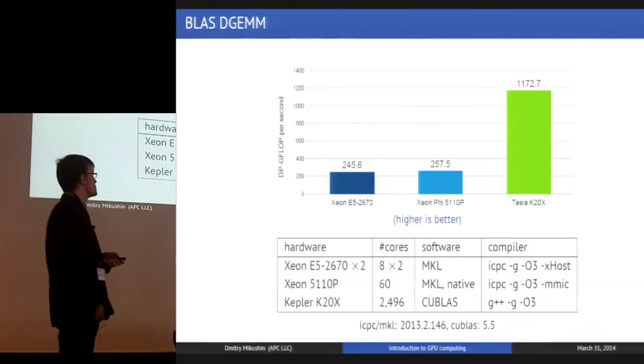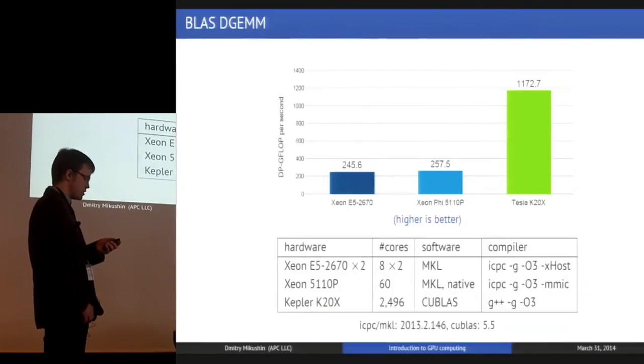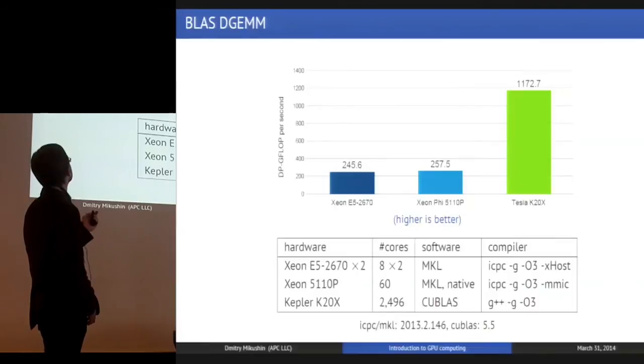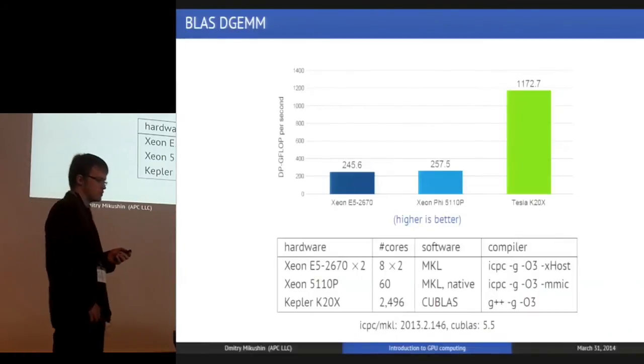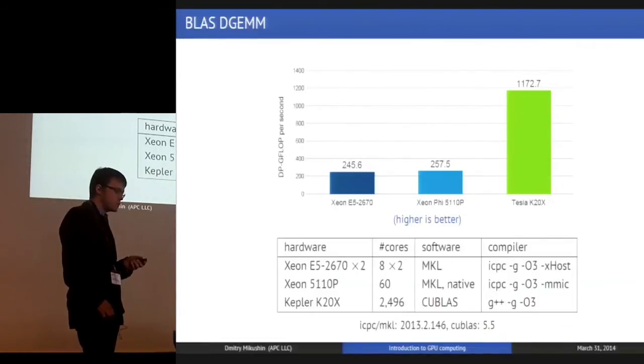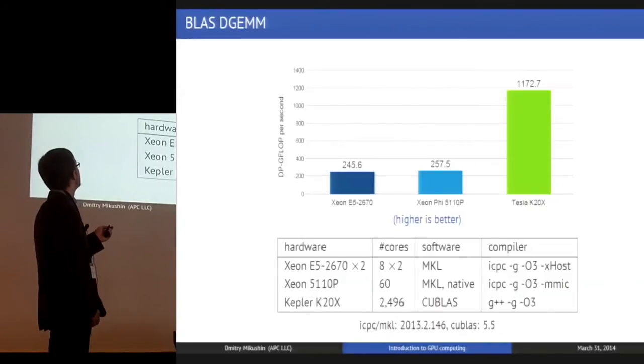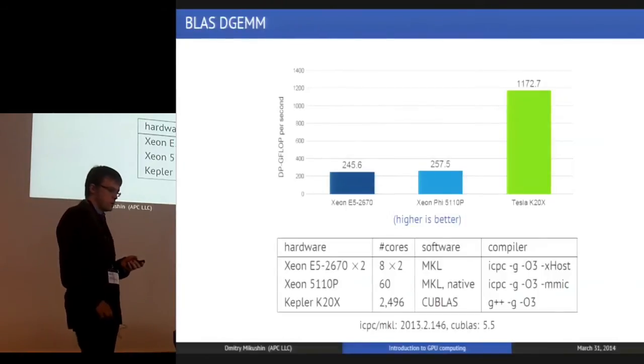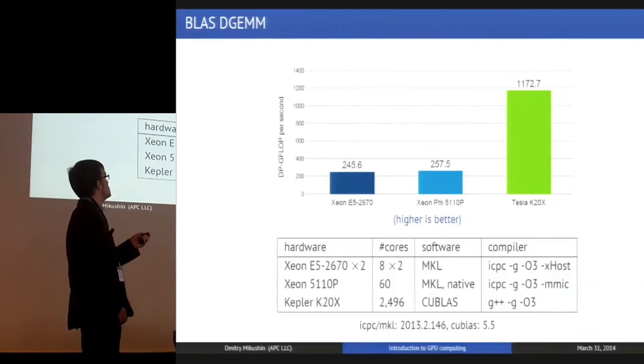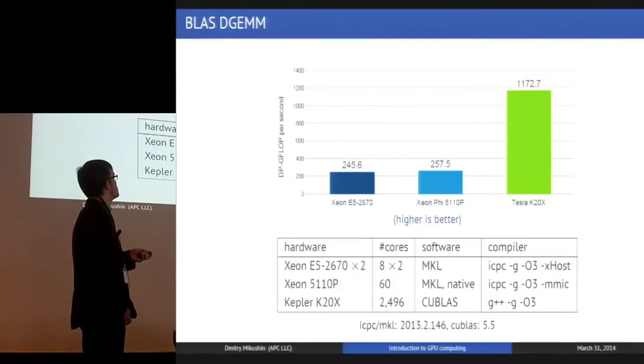I will show you some examples. Here we are benchmarking a BLAS double precision matrix multiplication. This chart represents GFLOPS for CPUs, actually 2 CPUs, for Xeon Phi and for Tesla K20. The performance gap here is a little bit less than 5, right?